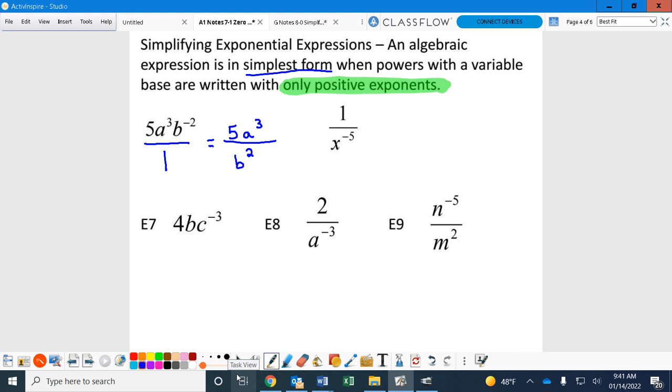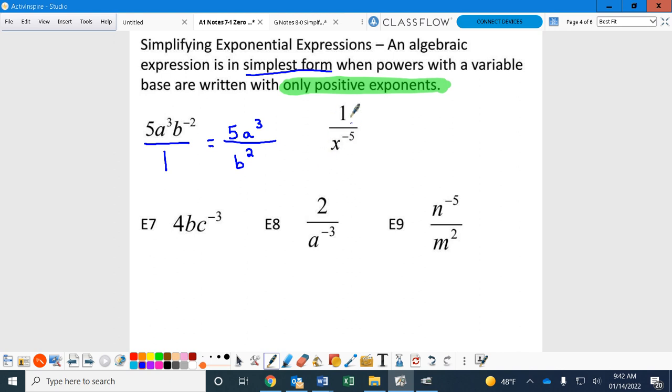Right. So the same thing holds true if you already start with a fraction. Guys, let's just make sure you're clear on this. How do I know I'm done? Because I have no like bases and I don't have any negative exponents. That's how I know I'm done. Okay, let's go to this next one.